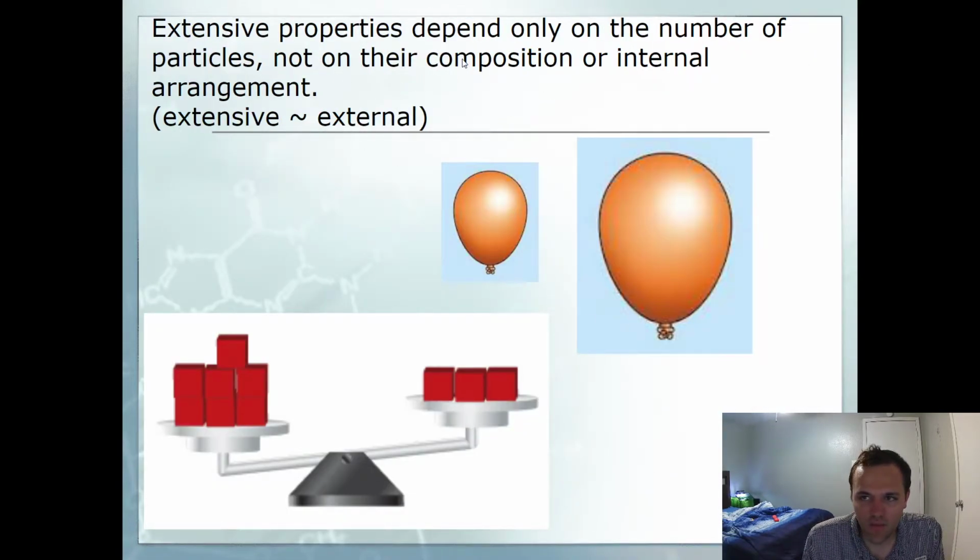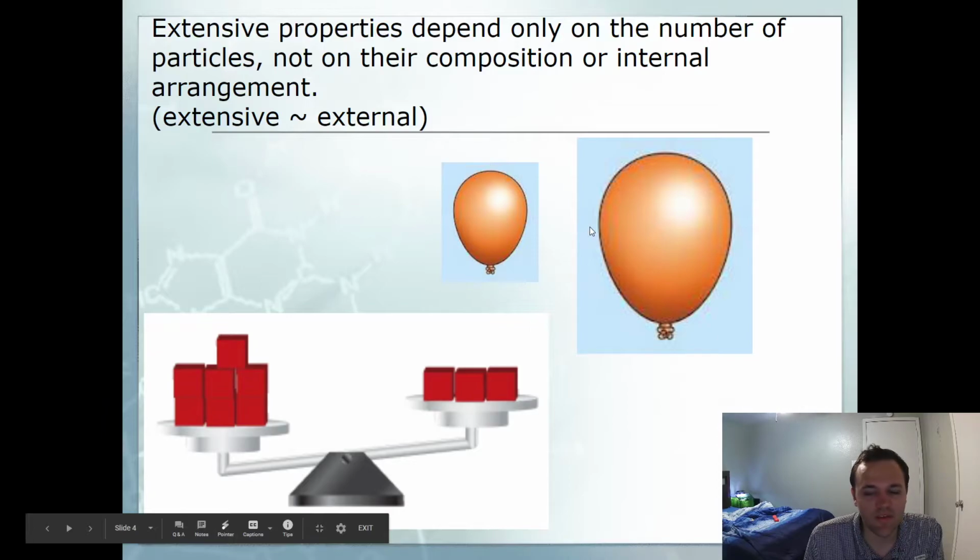Okay, and then extensive properties don't depend on how the atoms are arranged or their chemical composition or anything like that. It just depends on how much of it you have. So here we've got 7 blocks on one side and 3 on the other, so the scale tips one way because there's more on this side. Alright, the only thing that changes the volume of these balloons in this example is the amount of particles that are in one. This one has more particles, so the balloon is bigger. Those are examples of extensive properties. We don't care what kind of particles are in there, just how many of them there are.